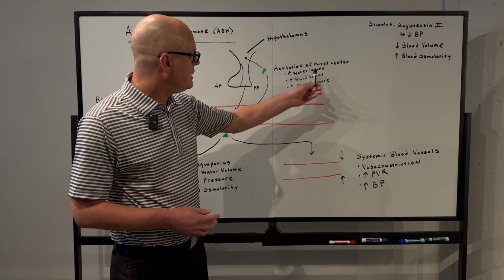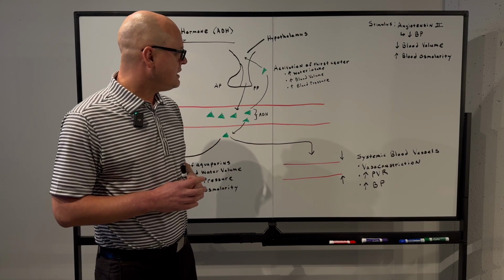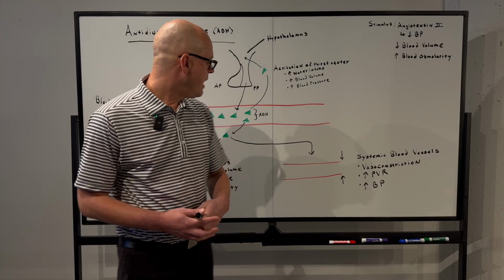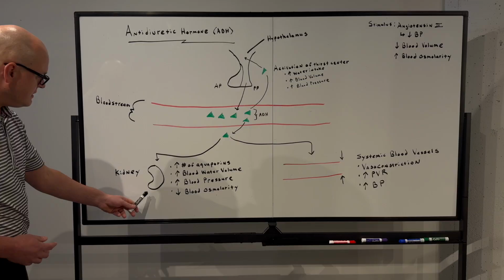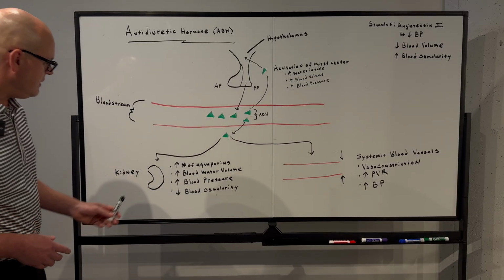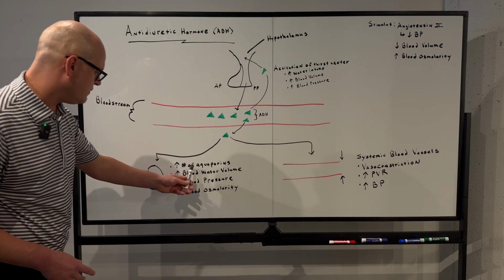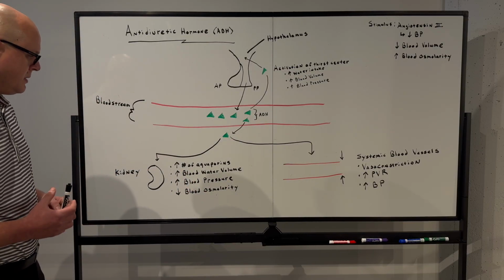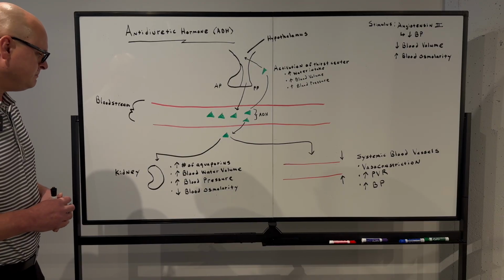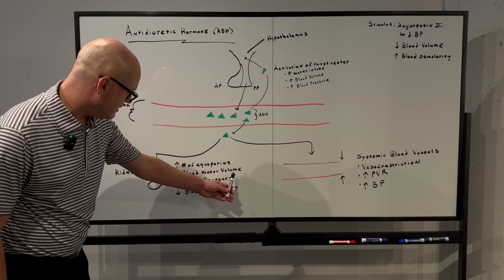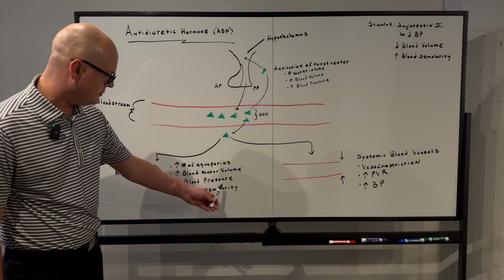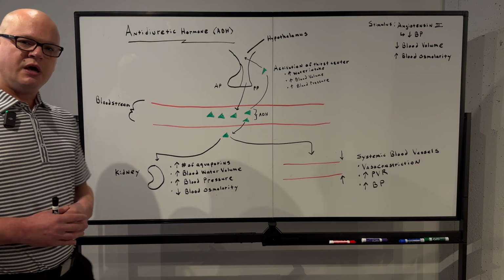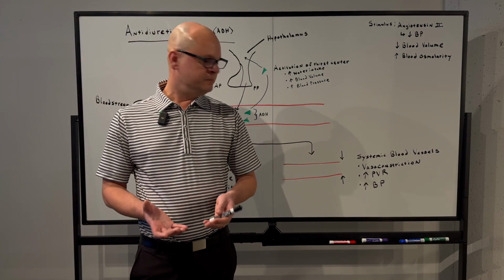That's going to lead to an increase in water intake, an increase in blood volume, as well as an increase in blood pressure. At the kidneys, this antidiuretic hormone is going to result in the upregulation of protein channels called aquaporins that will be involved in maintaining or reabsorbing water into the bloodstream. That will lead to an increase in blood water volume, an increase in blood pressure, and a decrease in blood osmolarity. So the blood is going to become more dilute.